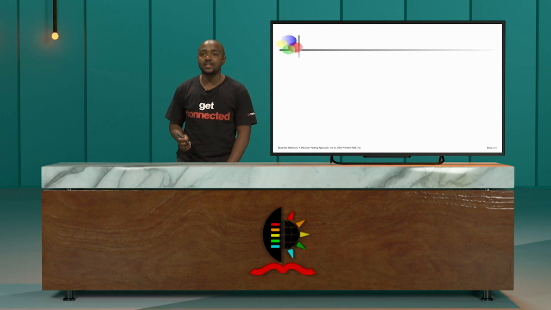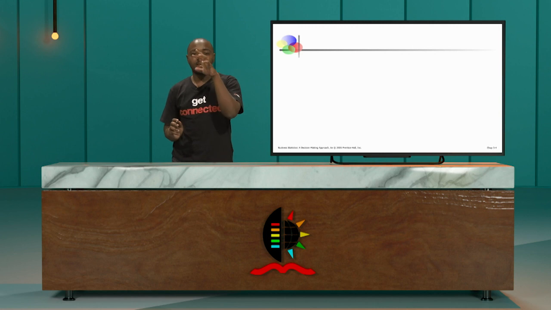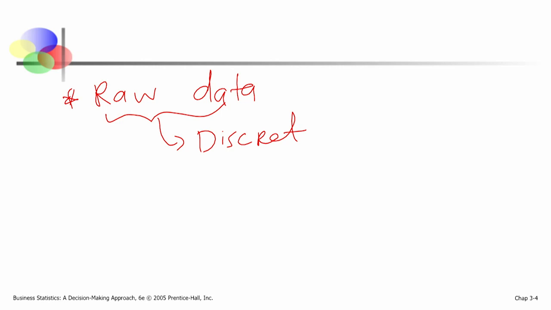Now, if you understand all these things, you then need to also understand the fact that under quantitative data, there are two types of data. It's either raw data or group data. Let me talk about that. So we've got what is known as raw data. Now, raw data is referred to as being discrete data, right? If you're talking about discrete data, you're talking about countable data.